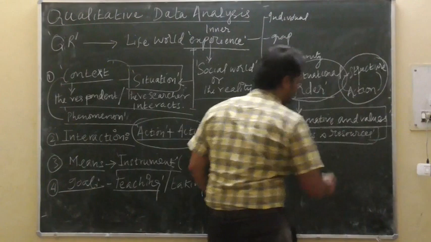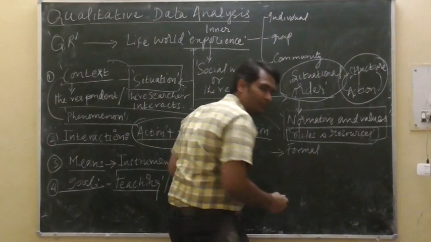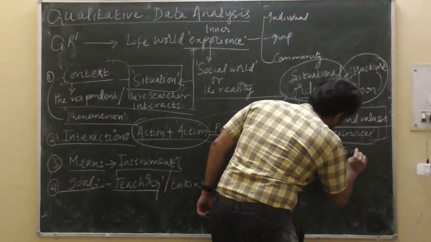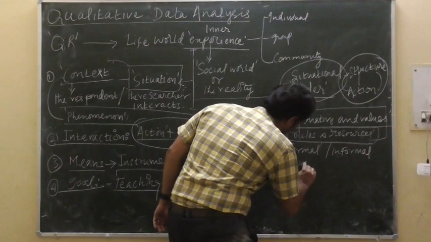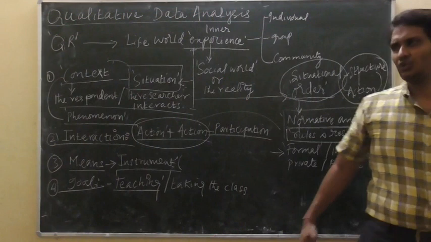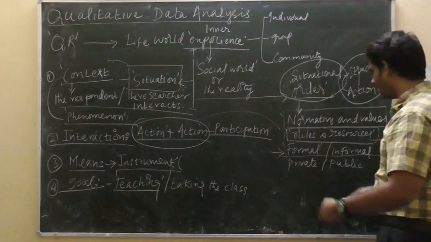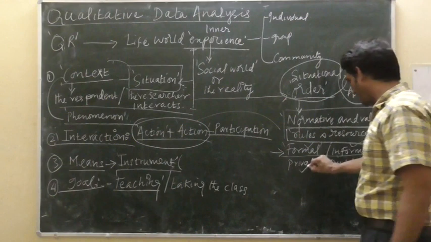For example, when you look at the situational order, one can look from within the formal structure as well as the informal structure, and it may be private as well as public. So you have to clearly understand that as a researcher. Whenever you are trying to observe certain things, you should clearly understand whether, in the conversations or the social world, you are understanding the social reality from within formal situations or informal situations, from the private world or the public world. So you have to clearly demarcate this.